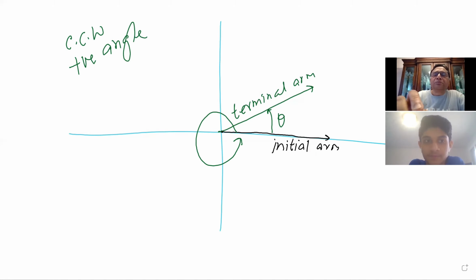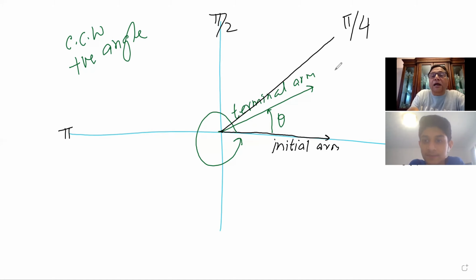Now let's look into what the values of angles are, right? And we know a full circle is 2 pi, correct? So if I do half, I get pi, correct? If I do half of pi, I get pi by 2, which is 90 degrees. If I do half of this, I get pi by 4. Is that clear to you?